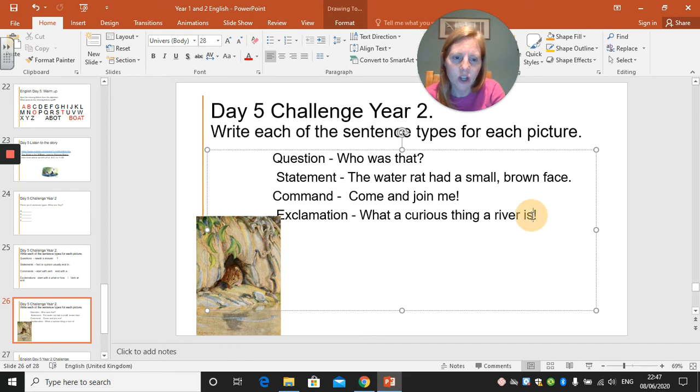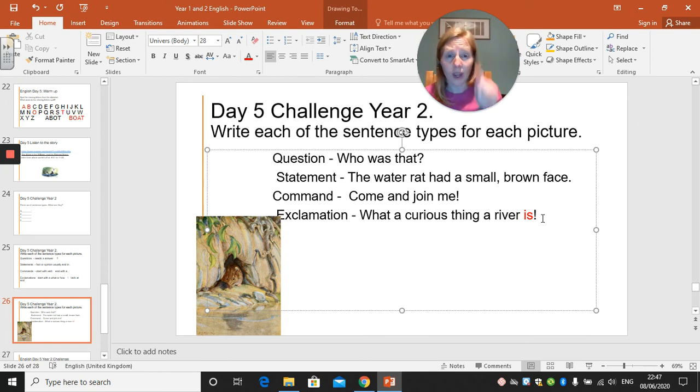And then there's that curious thing with the verb at the end. If you don't put the verb in, it is not an exclamation sentence. We couldn't say, what a curious thing. We need to say, what a curious thing the river is. Or, what a curious fellow the water rat is. You cannot leave the verb out. And remember, verbs are doing and being. So it's that is, was, am, are. And then again, obviously finishing off with our exclamation mark. So 4 types of sentence.